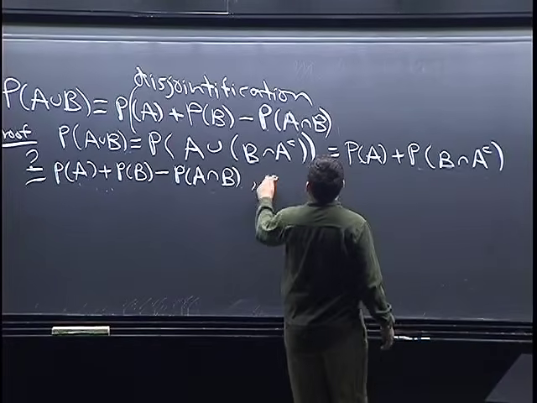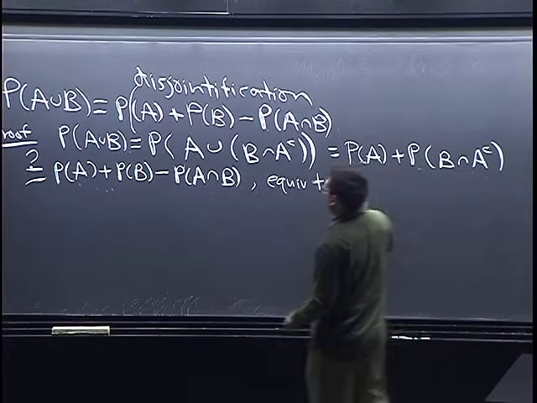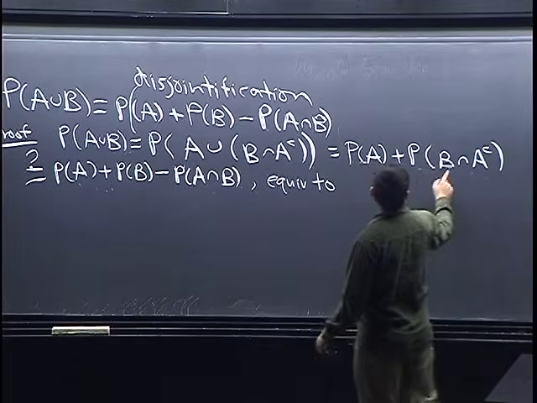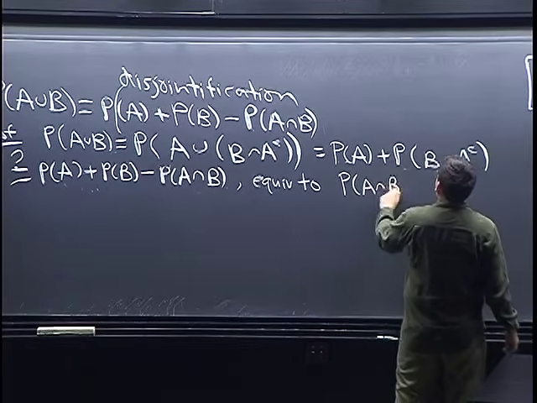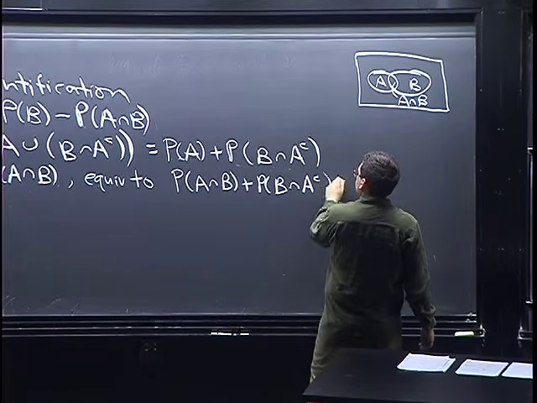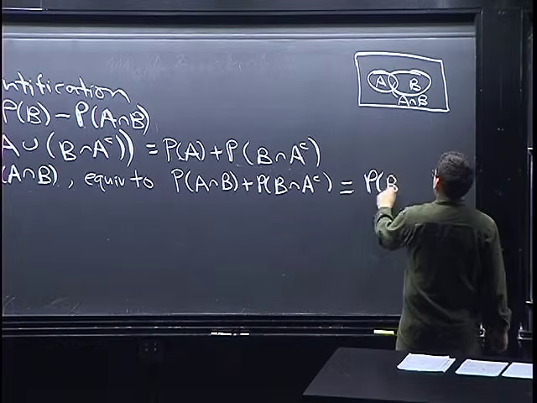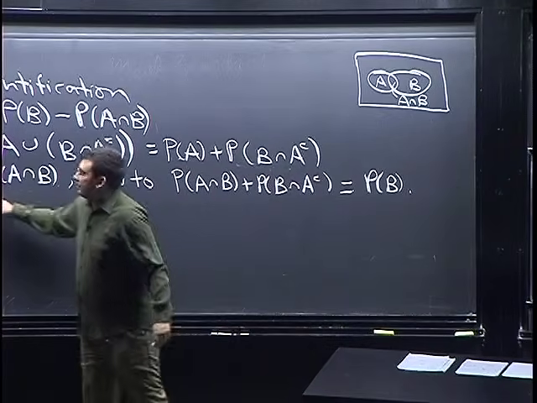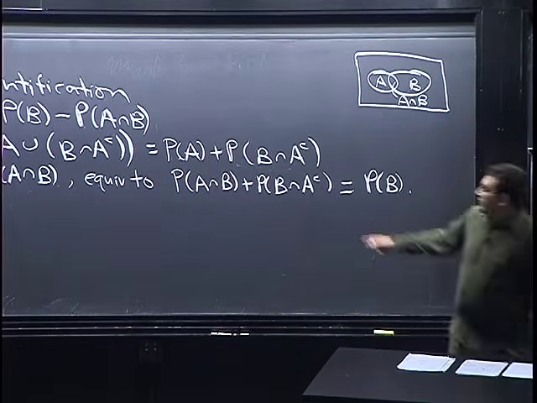So this is equivalent to this equals this minus this, but it's going to be easier to write it without the minus sign, so I'm going to move the P of A intersect B over there. So that's equivalent to saying that P of A intersect B plus P of B intersect A complement equals P of B. For this to be true, what we want is for this to equal this difference, and then I just move that to the other side of the equation. Okay, now we just have to check, is this true?